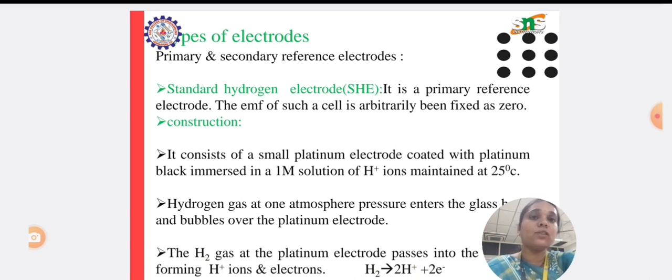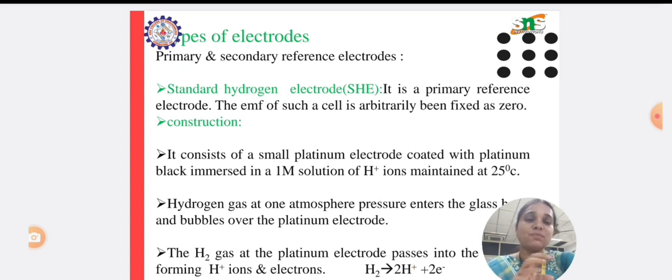The primary electrode, as already said, is the standard hydrogen electrode, commonly called SHE. It is the primary reference electrode. The EMF of such a cell is fixed as 0, so its potential is 0 and it can be taken as a reference. For that purpose, it is the primary reference electrode.